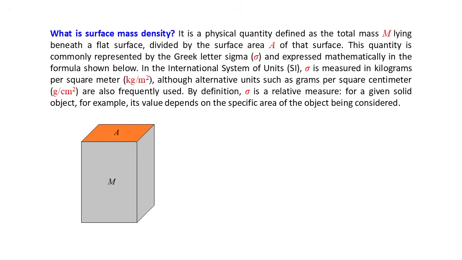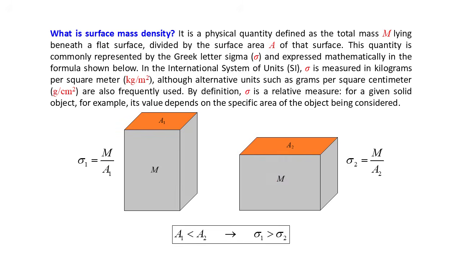It is a physical quantity defined as the total mass m lying beneath a flat surface, divided by the surface area A of that surface. This quantity is commonly represented by the Greek letter sigma and expressed mathematically in the formula shown below. In the International System of Units, sigma is measured in kilograms per square meter, although alternative units such as grams per square centimeter are also frequently used.